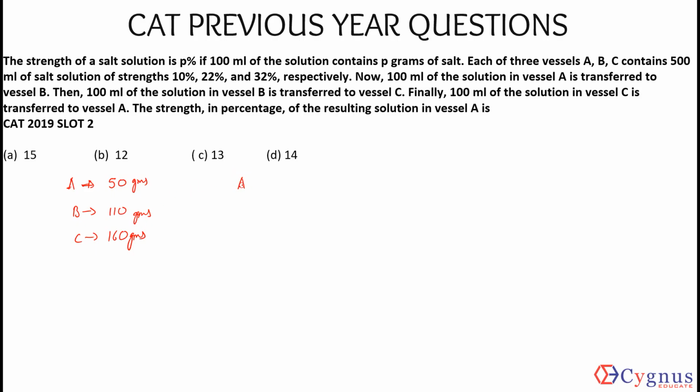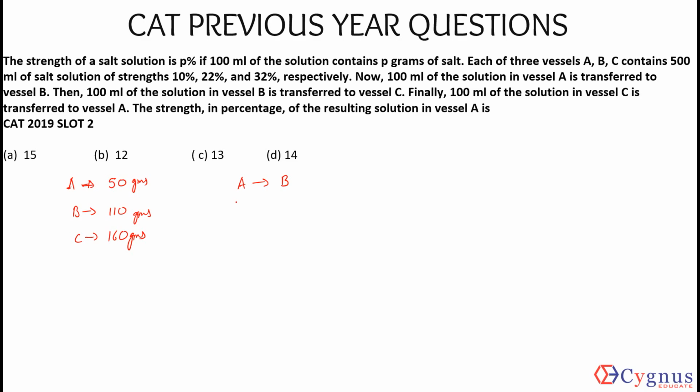But the first transfer is from A to B. Fine. You're going to replace how much? Now 100 ml of the solution in vessel A is transferred to vessel B. So in that case, A would have how much left? The total quantity left for A will be 400 ml. For B, it will become 600 ml.